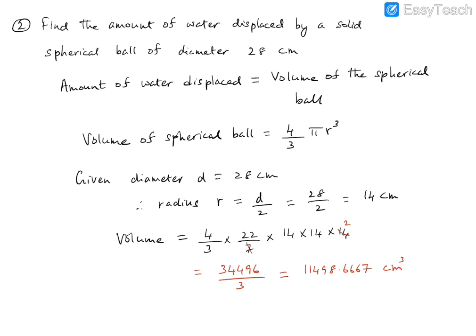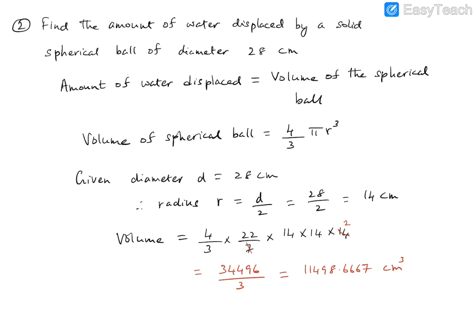In other words, the amount of water displaced by the spherical ball is 11,498.6667 centimeter cube. Okay, so this is another way of asking to calculate the volume of a shape. So the volume of a shape will be the same as the amount of liquid or gas that is going to be displaced by that solid shape.